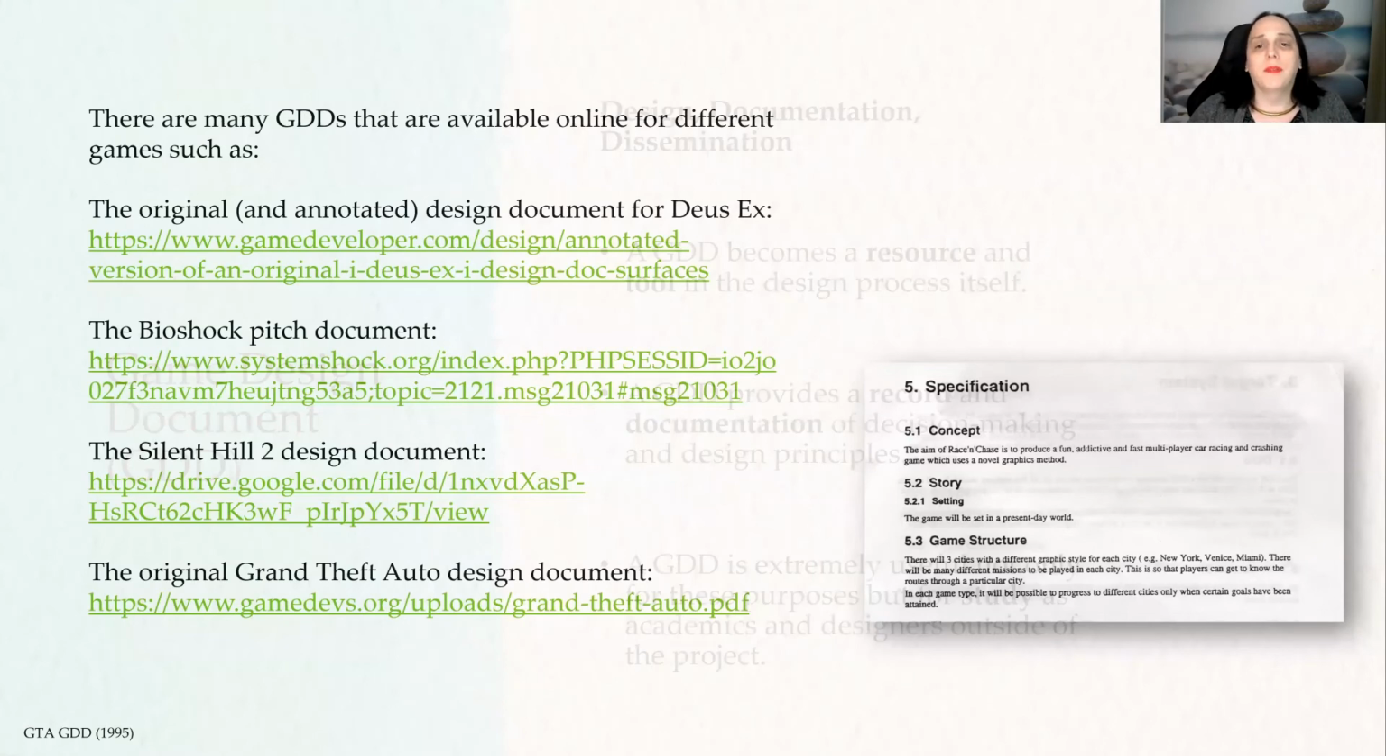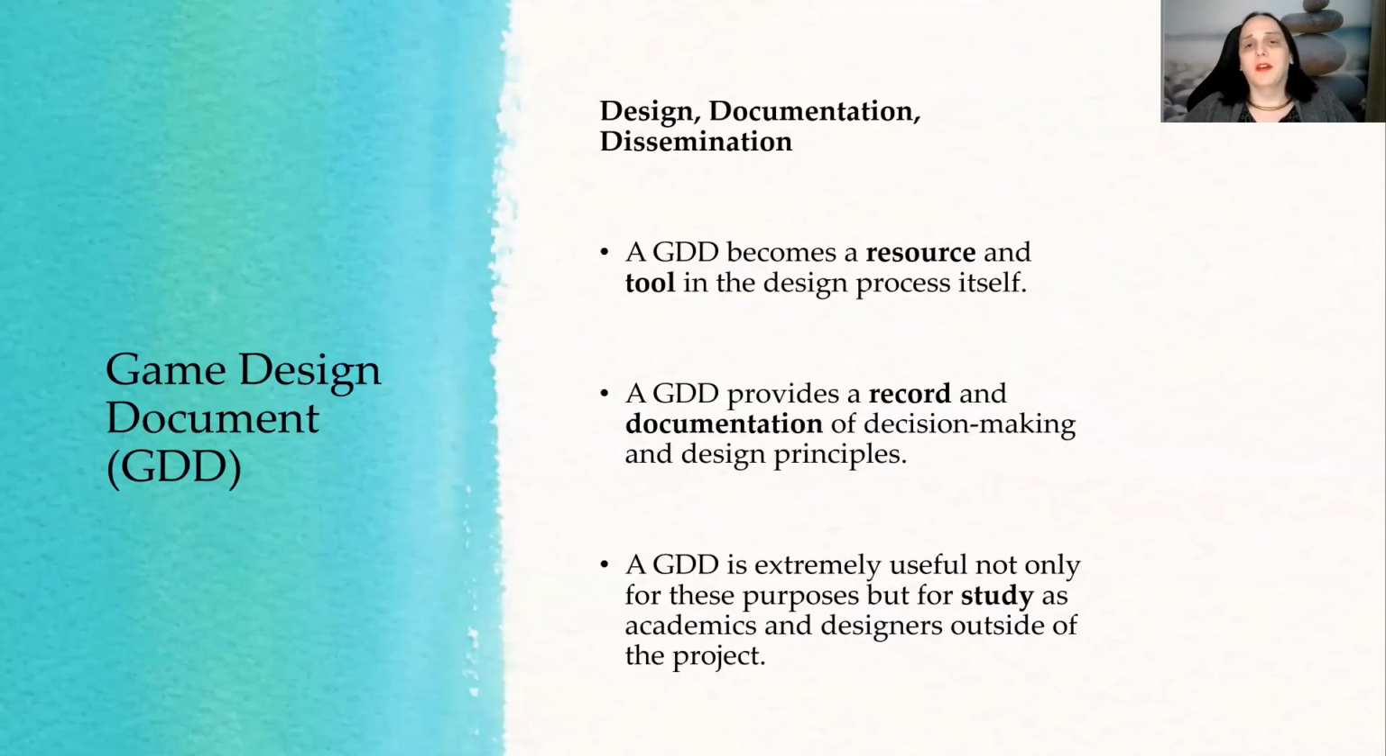So in summary, a game design document functions for the design, documentation, and dissemination of both the game and the game design document itself. It is a resource and a tool in the design process. It is flexible to the design needs of you as the designer, but also of your project as a whole with your collaborators. A game design document provides a record and documentation of the decision-making and design principles that you had whilst making your game.